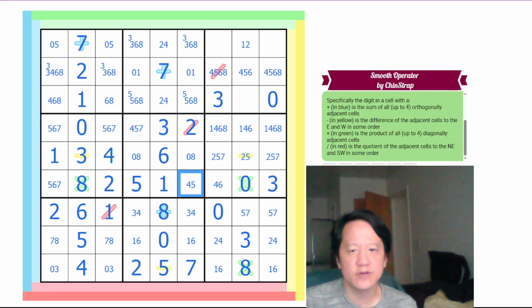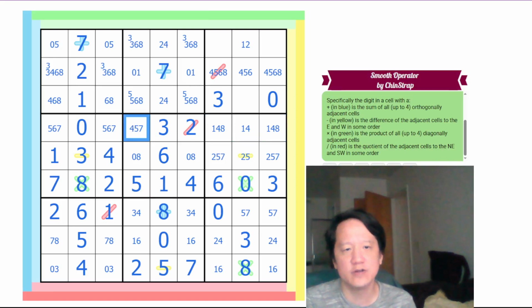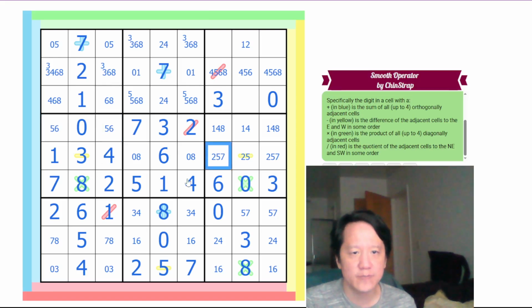5 eliminates 5 here, so it's 4. That makes this 6, which makes that 7. No 6 here. It's 1, 4, 8 as a triplet. 4 and 5 eliminate 4 and 5 here, so that's 7. This can't be 7. This can't be 7. 5 eliminates 5 in the rest of the column.